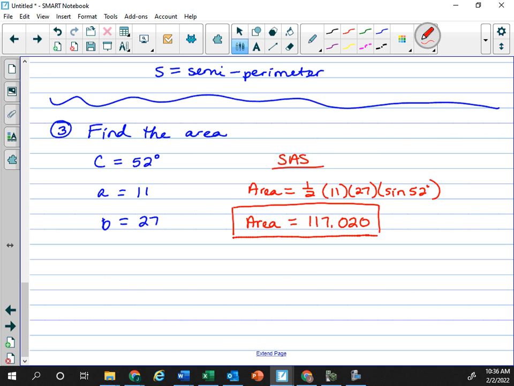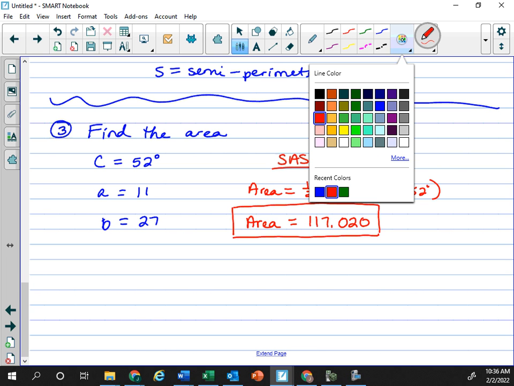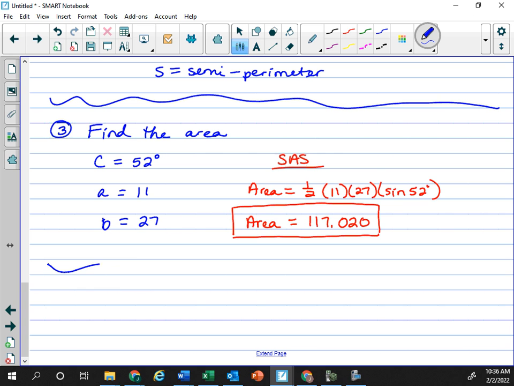Guys, I will tell you the most common mistake on this is that people forget if it's sine or cosine in the formula, and we'll use the wrong trig function. That's how people tend to miss these. Otherwise, they're really pretty straightforward. Let's try another area problem.